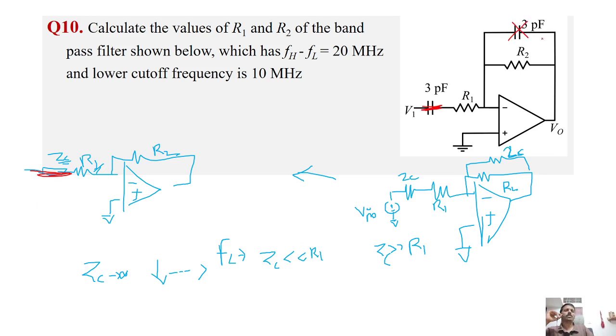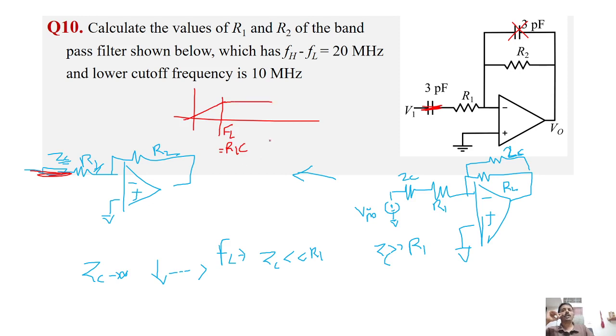This is open already. R2 is kept very high. So at that time it will work as a normal inverting configuration. Okay, so that is the first cutoff, and that is due to the values of R1 and C. After that it will be working as an inverting configuration.